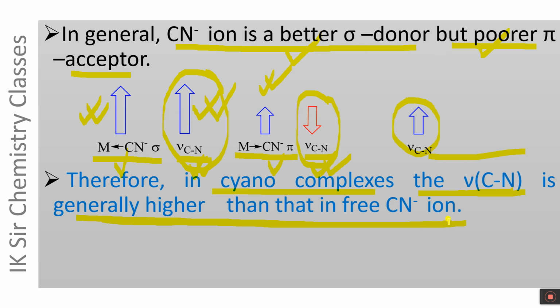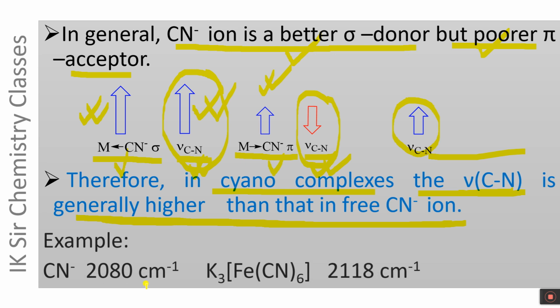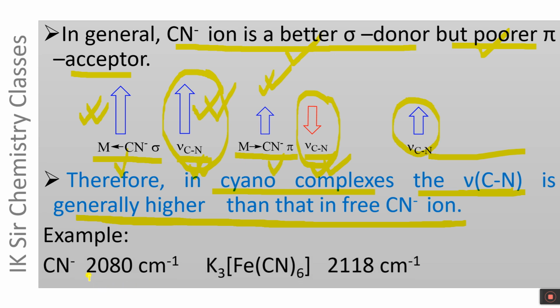Let us illustrate with an example. The free CN⁻ ion exhibits an absorption band in the IR spectrum at 2080 cm⁻¹, while the cyano complex potassium ferricyanide exhibits an absorption band in the IR spectrum at 2118 cm⁻¹, which is greater than that in the free CN⁻ ion.